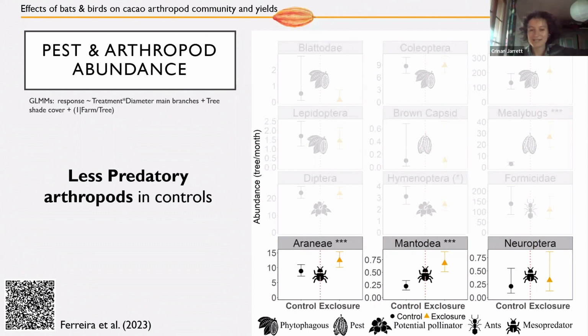So birds and bats are, in a way, doing a disservice because they actually eat the predatory arthropods in cocoa farms. So of course, this then makes us think, okay, so what wins, the service or the disservice? So what are the actual effects of birds and bats on cocoa productivity?